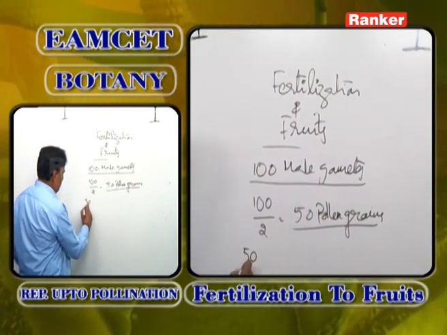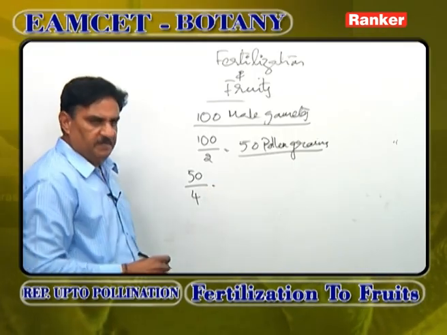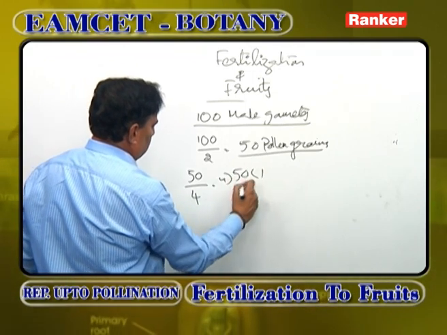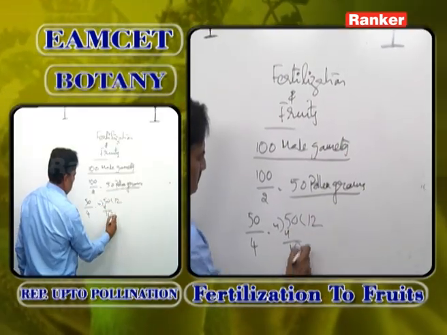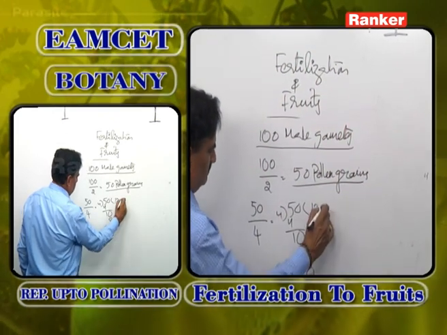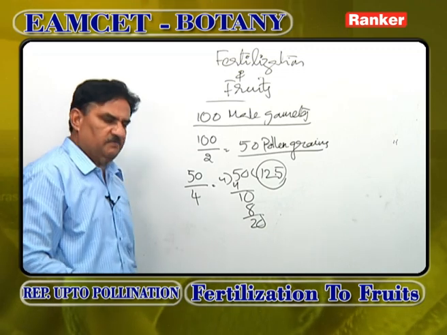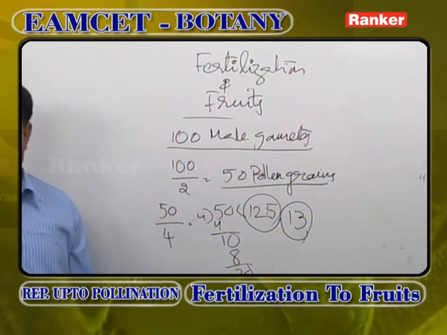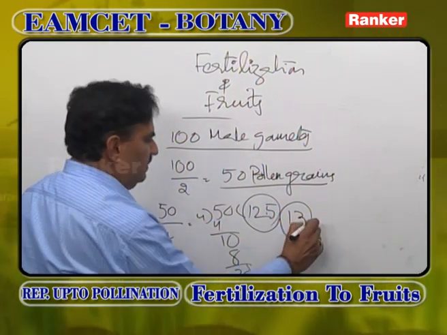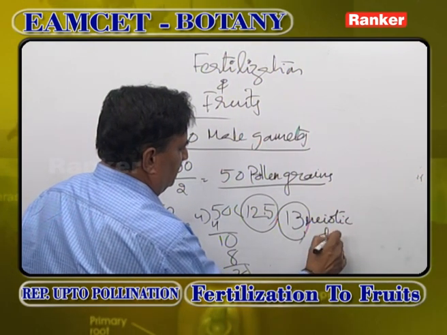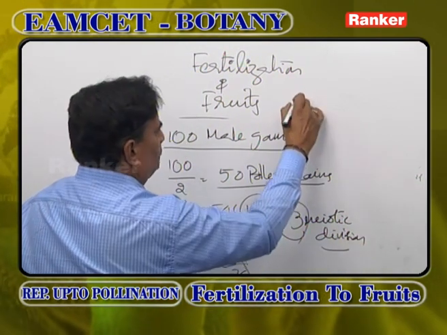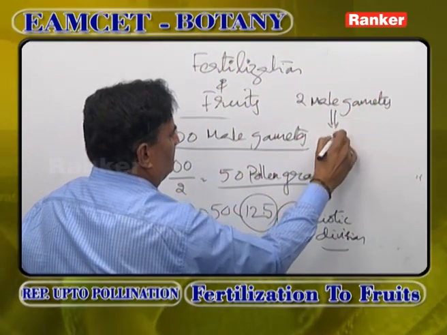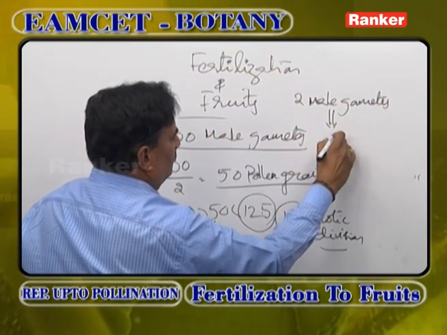For producing 50 pollen grains, how many meiotic divisions are required? It means 50 by 4, which is 12.5. 12.5 meiotic divisions means 13 meiotic divisions are required.